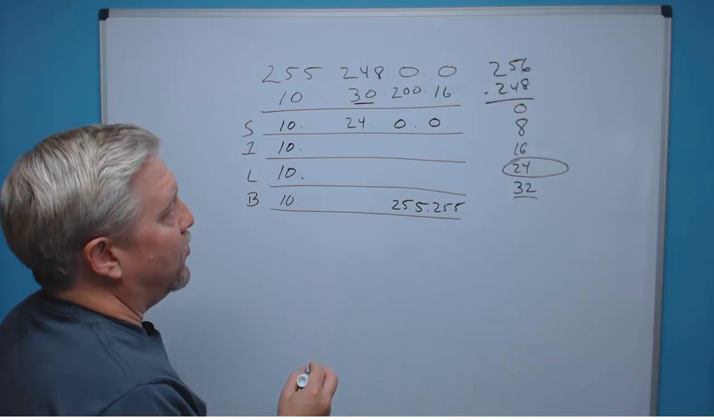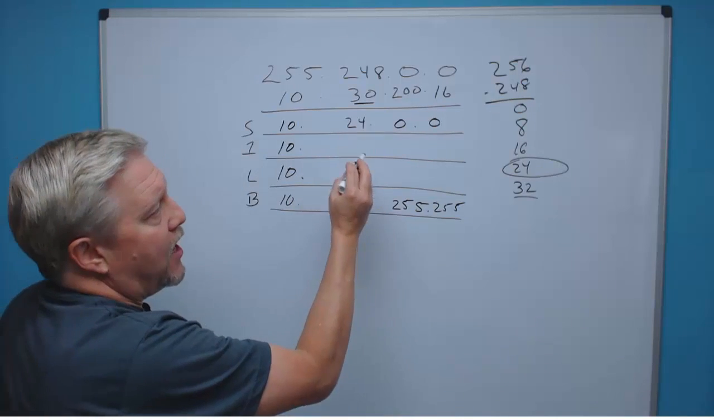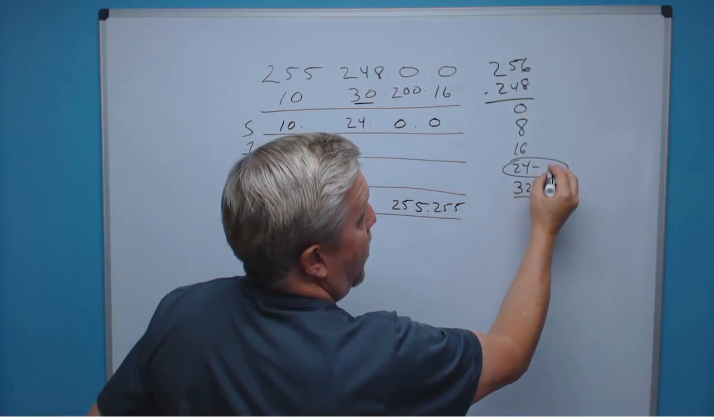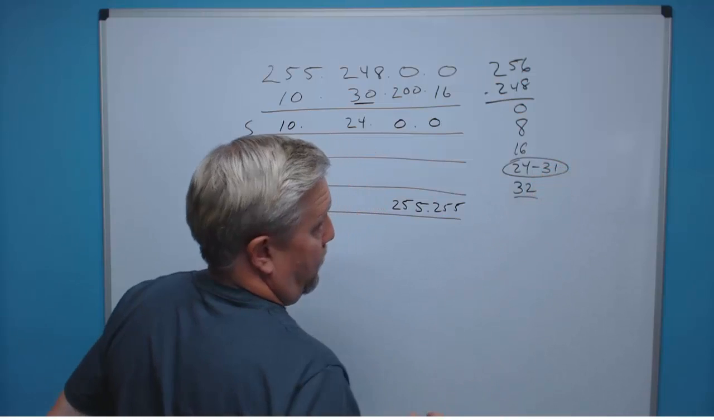To find the broadcast address, though, we have to figure out what the end range of the 24 subnet is. Now, if the next subnet is 32, that obviously means that this ends at 31.